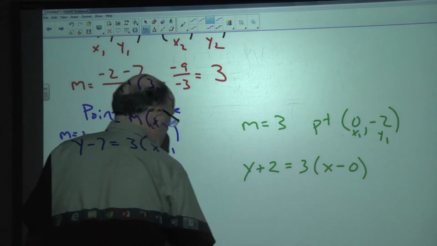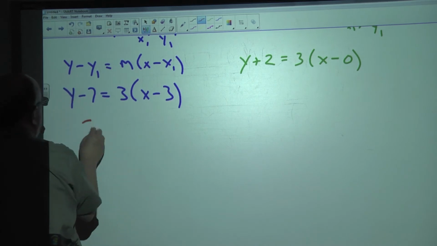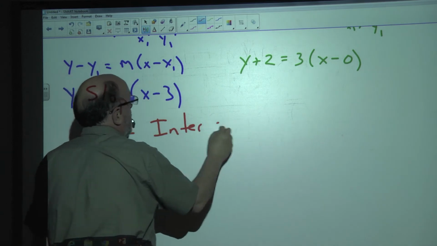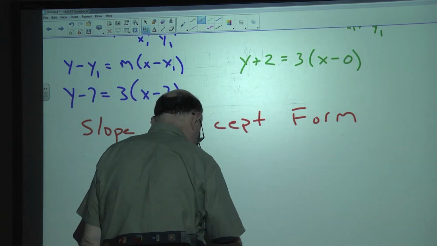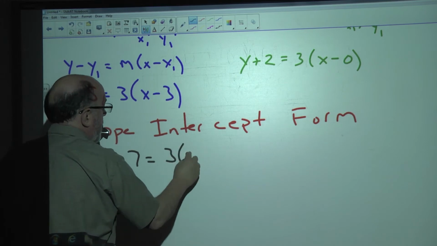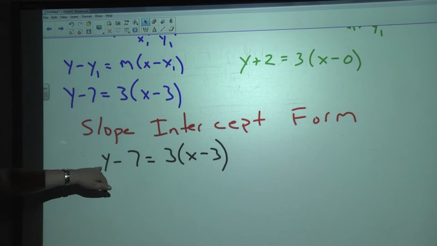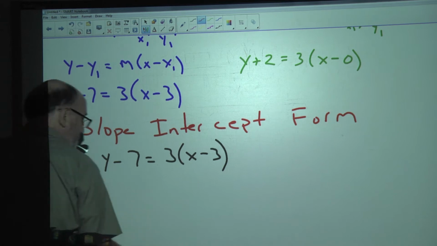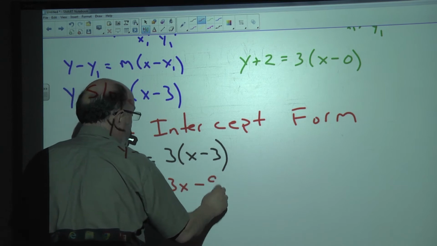But now, if I want to get it into slope-intercept form, so what we're going to do, we're going to take this equation and we're going to solve it for y. So first thing we're going to do is take care of our distributive property. So we'll get y minus 7 equals 3x minus 9.